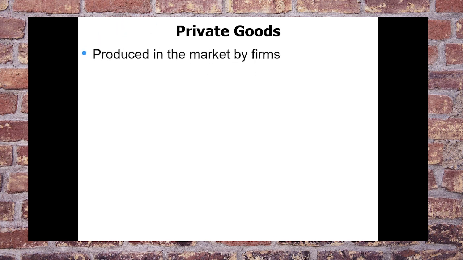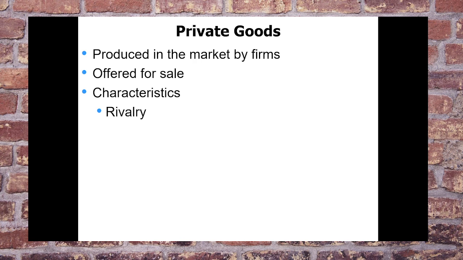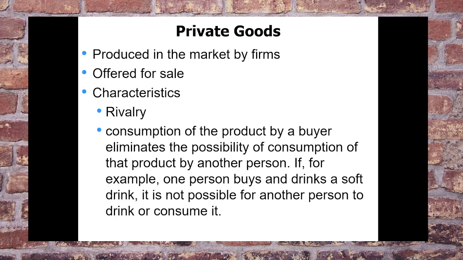Okay, what's a private good? It's a good produced in the market by firms. It's everything you know of in terms of goods. They're offered for sale, and there's a couple of characteristics. The first characteristic we have is called rivalry. What does that mean, rivalry? It means because someone is consuming the product, it eliminates someone else from consuming the same product. If I drink my drink, you can't drink the drink, right? Kind of basic, makes sense. Just remember the word rivalry, though.